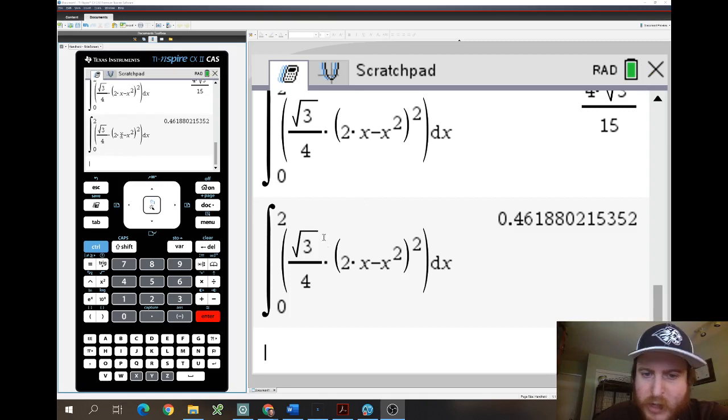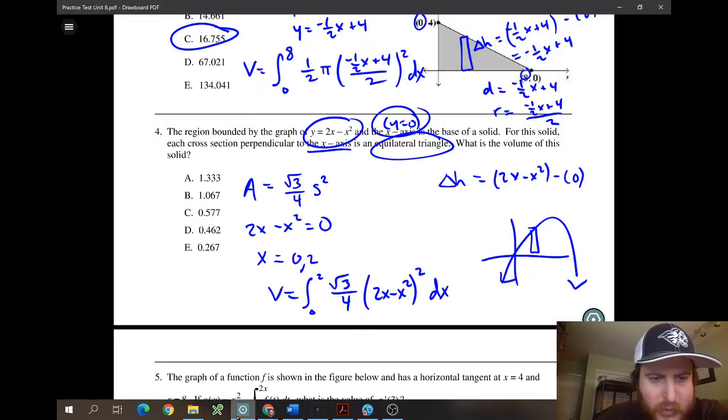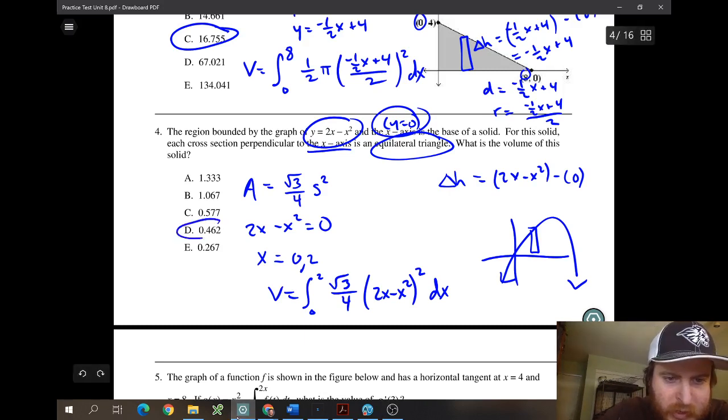Make sure when you type these into the calculator that you don't mess anything up. You don't forget the squared. Always double check it. I've seen a lot of students get these questions wrong because when they typed it in, they forgot the squared right here. I've also seen students who type it in and it doesn't pop out the same, and they just pick a wrong answer because none of their answers showed up. Really double check your work if you're getting something that doesn't show up. But I got 0.4618, which matches up with choice D, which is our correct answer.